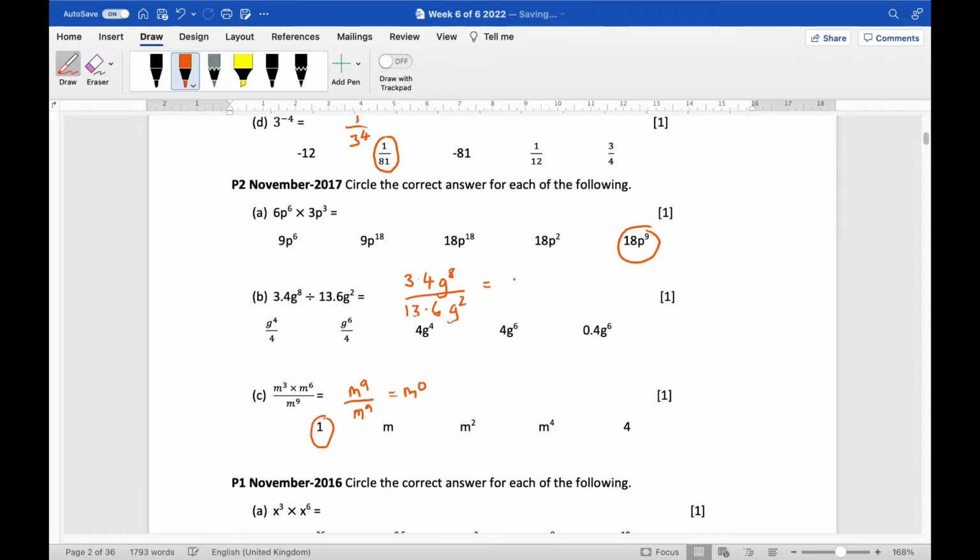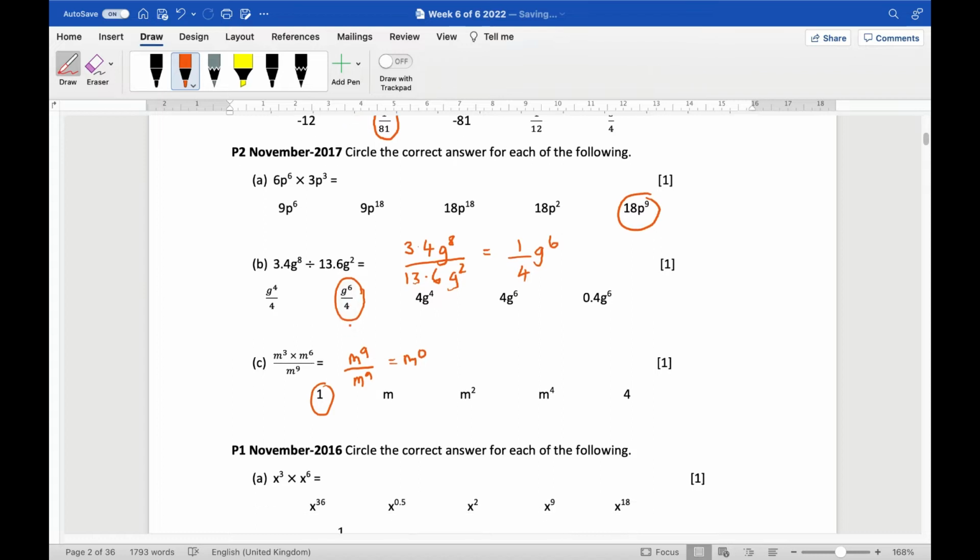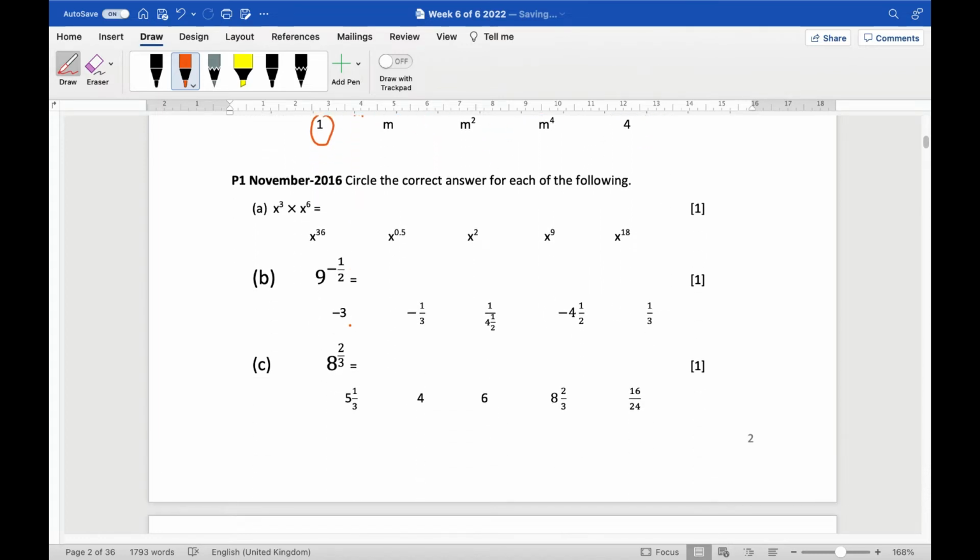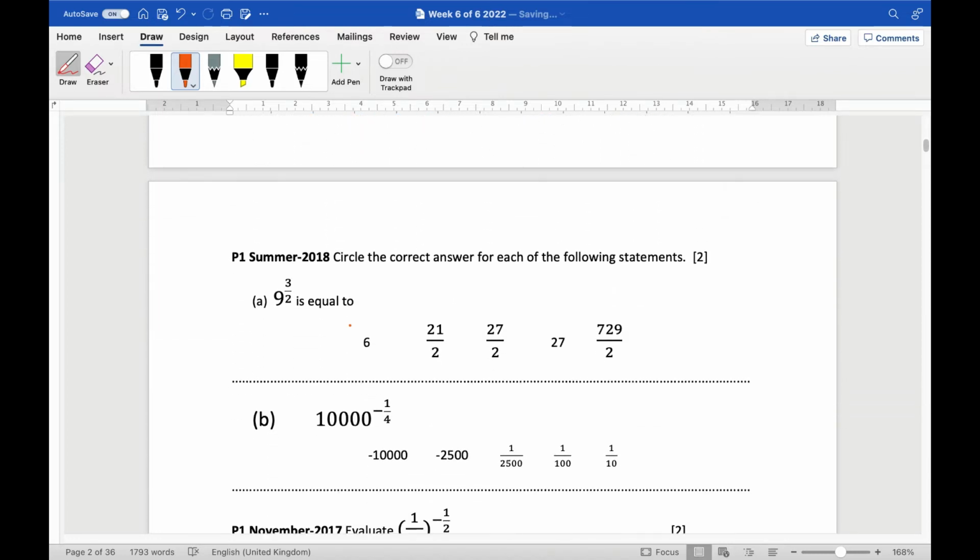3.4 over 13.6 is actually, well, 3.4 goes into 13.6 4 times. That doesn't mean the answer is 4, it's 1 over 4. Okay, g to the power 6, 8 take away 2 because we're dividing. And a different way of writing a quarter of something is to just say it's being divided by 4 there. Again, that's okay, and they all should be alright for you guys.